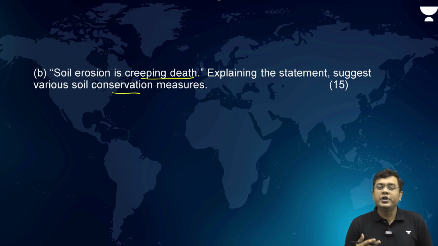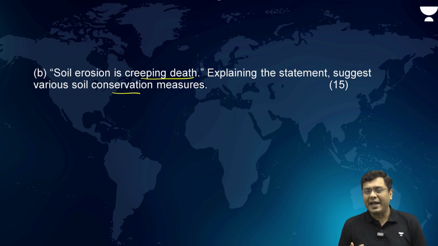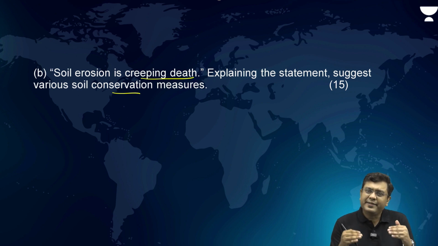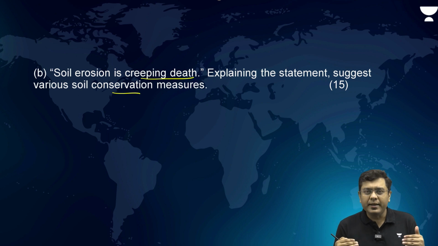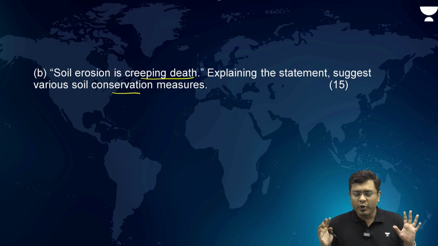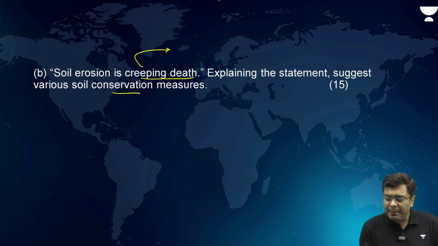So, soil erosion is creeping death. What does that mean? It basically indicates that wherever you have soil erosion, there is a slow and steady decline in the health of the ecosystem of that region, right? Creeping death here refers to slow and steady decline.